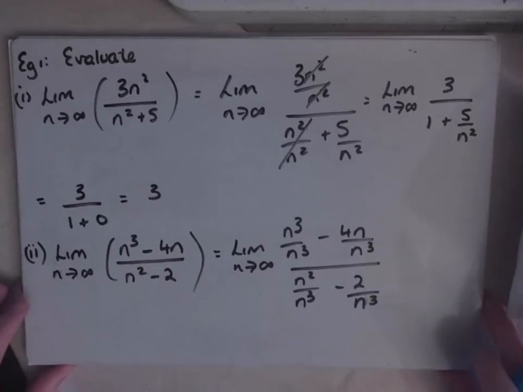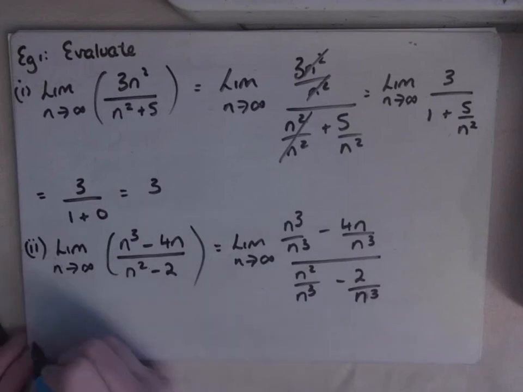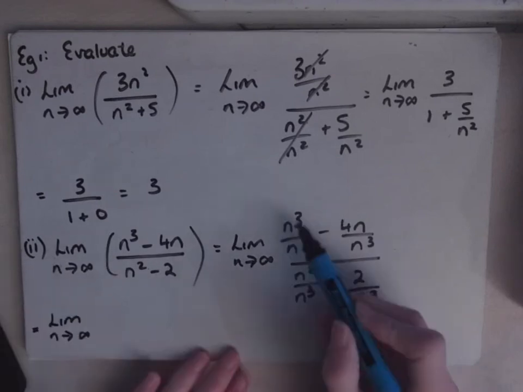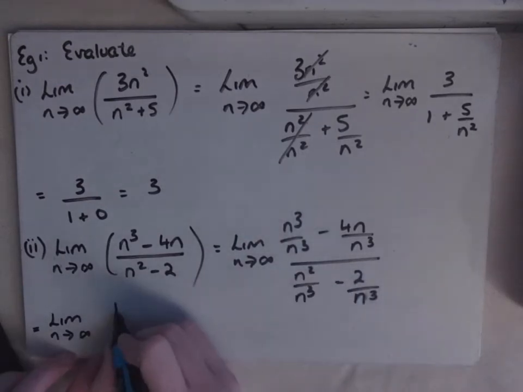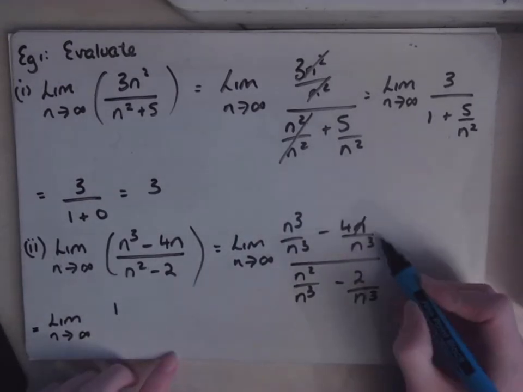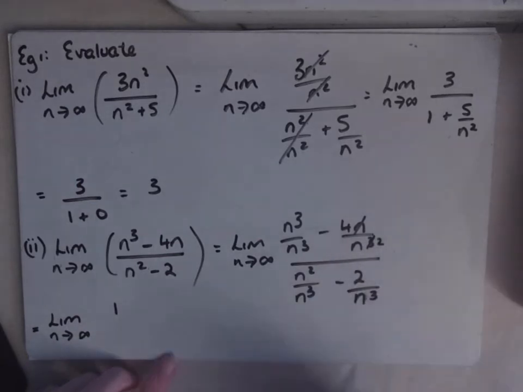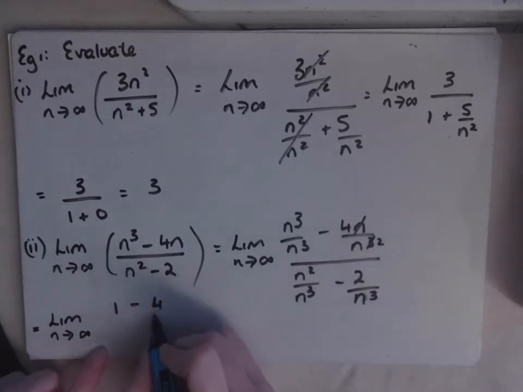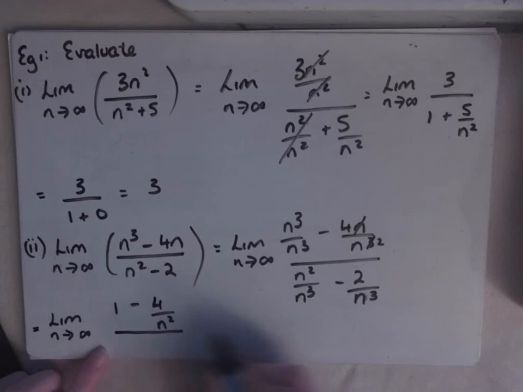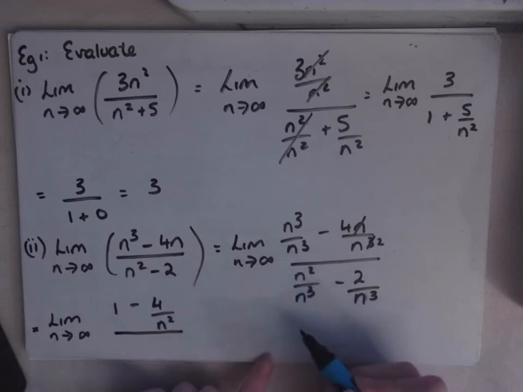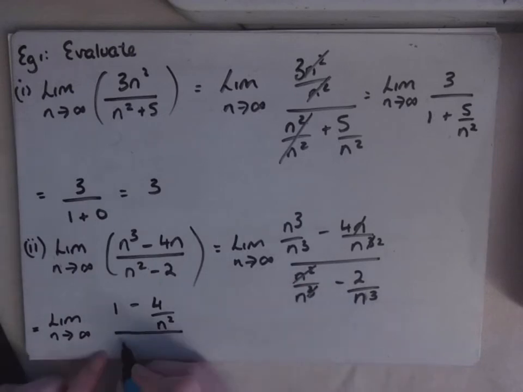Then you're just going to tidy it up a little bit. So n cubed over n cubed is 1. That n and that cubed cancel, and it becomes an n squared on the bottom. So 1 minus 4 over n squared. Over here, n squared and n cubed. So n squared over n cubed, you're left with an n on the bottom. So that's 1 over n. And this is just minus 2 over n cubed.